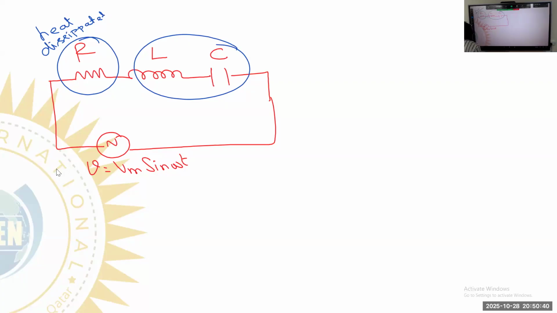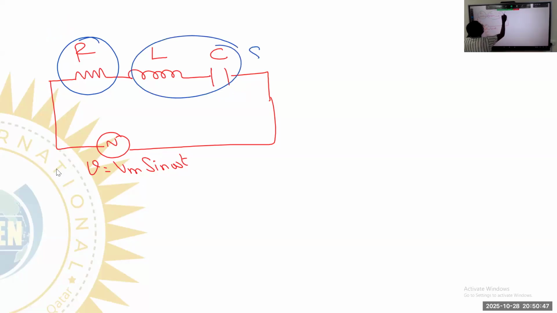So, simple understanding: here storage, here no storage. So it is dissipated. The heat is dissipated, that's why it is called a real component. Here it's a storage device, that's why it is called an imaginary component.